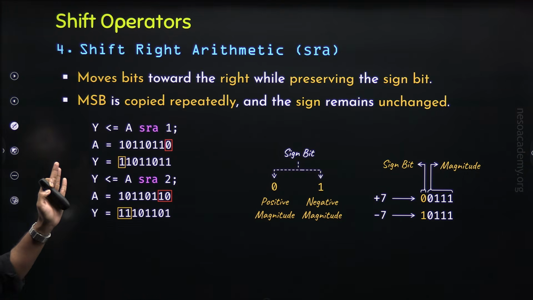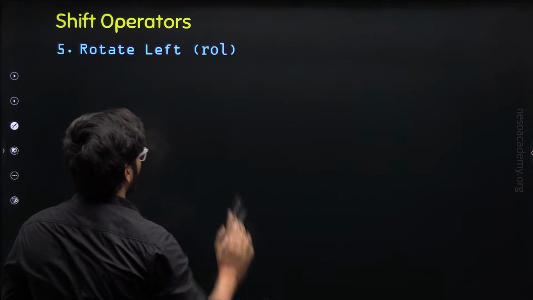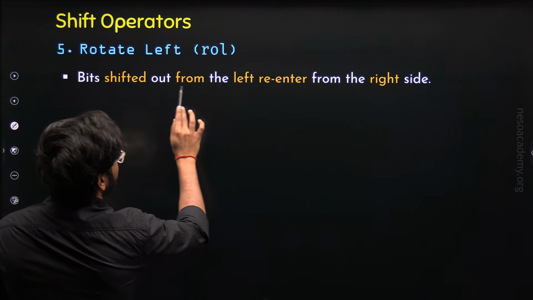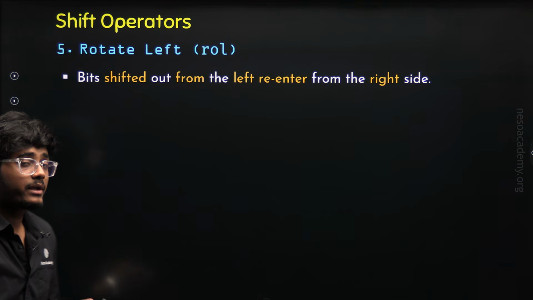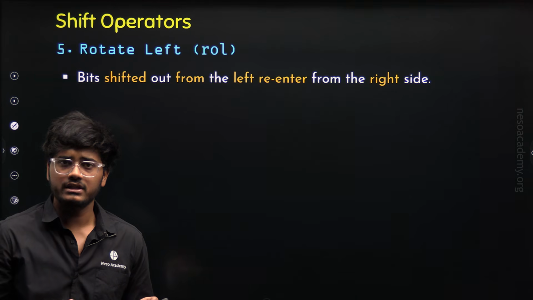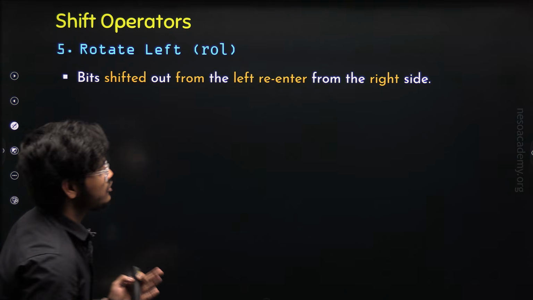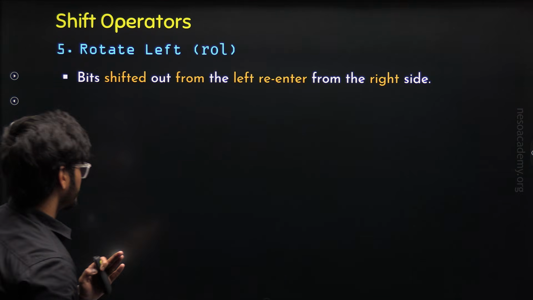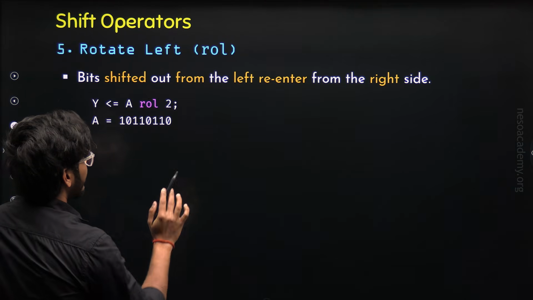Now, let's understand the fifth shift operator, which is the rotate left operator, that is the ROL operator. In rotate left operation, bits shifted out from the left re-enter from the right side, which means every bit inside the vector moves to the left. And instead of discarding the leftmost bit, we use those bits to fill the empty positions on the right side. Therefore, those bits re-enter from the right side. Let's understand this using an example. Same signal A. Now, let's rotate this vector by 2 places.